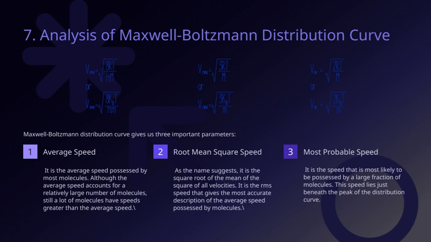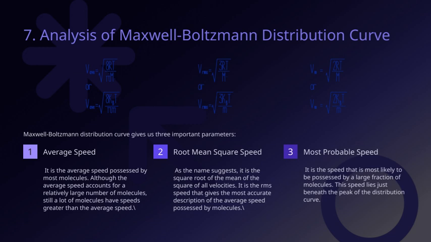Next, we have the root mean square speed, or RMS speed. This is a bit more mathematical. It's the square root of the average of the squares of all the velocities. It gives us a really good idea of the overall energy of the molecules and is considered the most accurate measure of the average speed in a system.